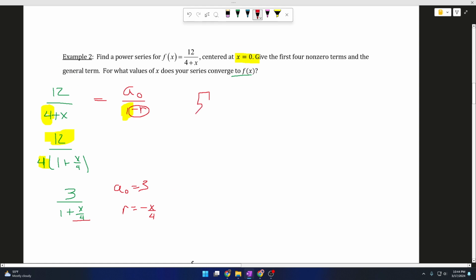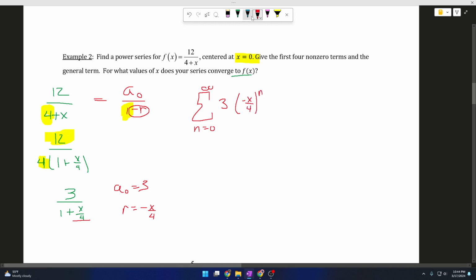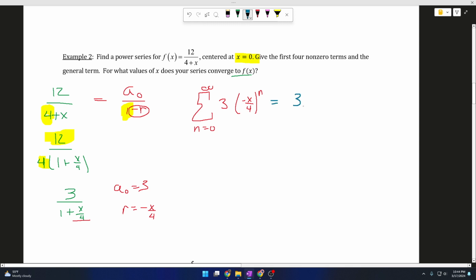To write our sigma, we can do n is 0 to infinity of 3 negative x over 4 to the power of n. It wants the first four non-zero terms. Let's go ahead and do that. That would be 3 minus 3x over 4 plus 3x squared over 16 minus 3x to the 3 over 64.